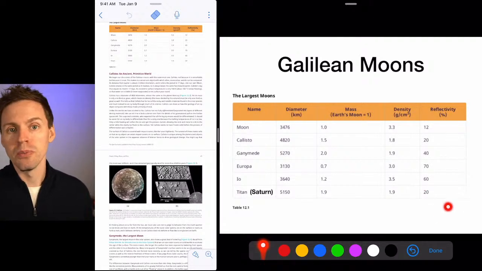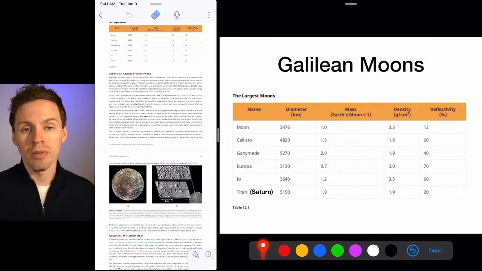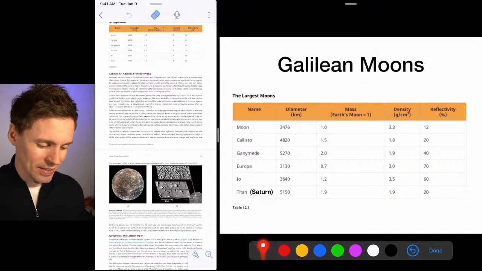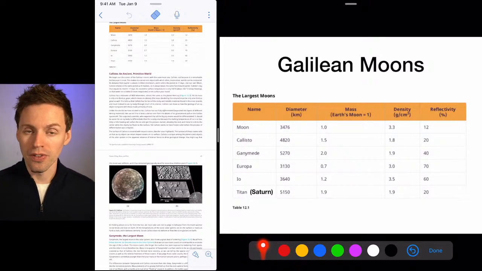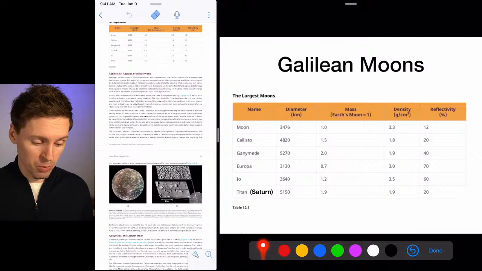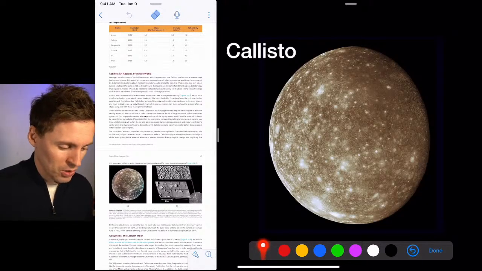Another important property of a moon is its reflectivity. It tells you how much light gets reflected back out into space. That is a function of how much of the sunlight is absorbed to the planet to help keep it warm, for example. So here's Callisto.